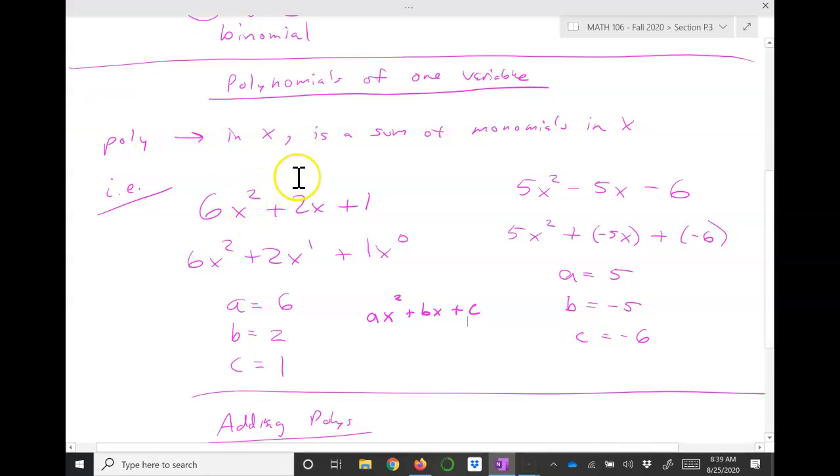So in this first one, 6x squared plus 2x plus 1, we have 6 in front of the x squared, so that's a, and then b is 2 and c is negative 1. Or I'm sorry, positive 1. And in the other example, I rewrote this 5x squared minus 5x minus 6 quadratic just to show you how to pick out the a, b, and c variables, because a, b, and c will take on the negative signs that are in front of each term in the polynomial. All right? Good review of polynomials.